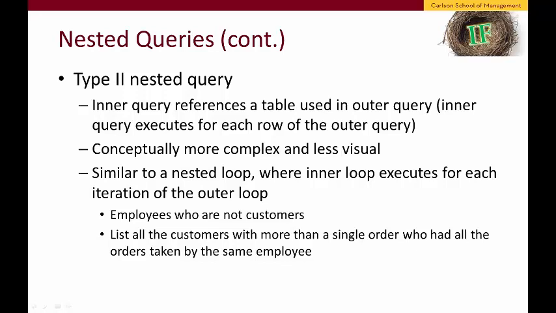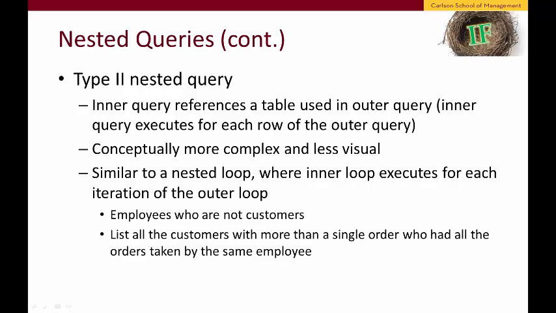We use the same example to move the discussion towards the type 2 nested queries. With type 2 subqueries, the inner query references one or more tables in the outer query. Because of that, the inner query executes multiple times, once for each row of the outer query. In that sense, type 2 queries are like nested loops in programming. For each iteration/row of the outer loop/query, the entire inner loop/query executes.